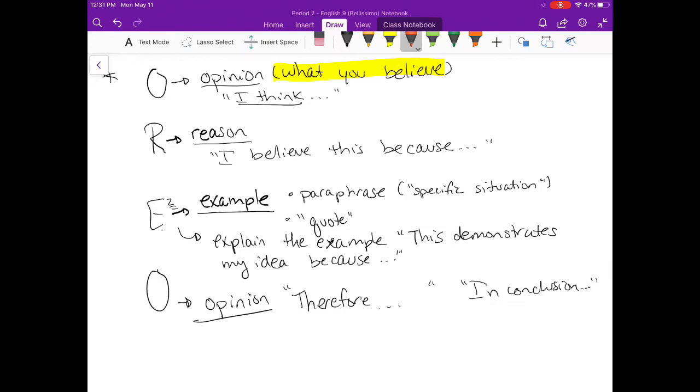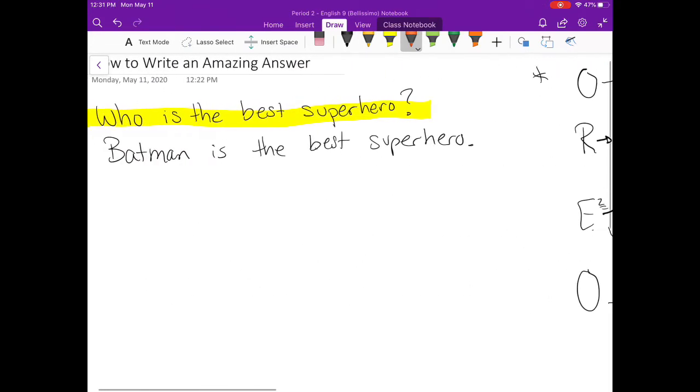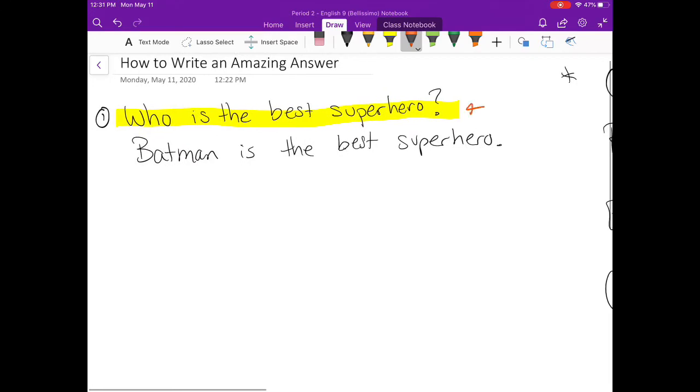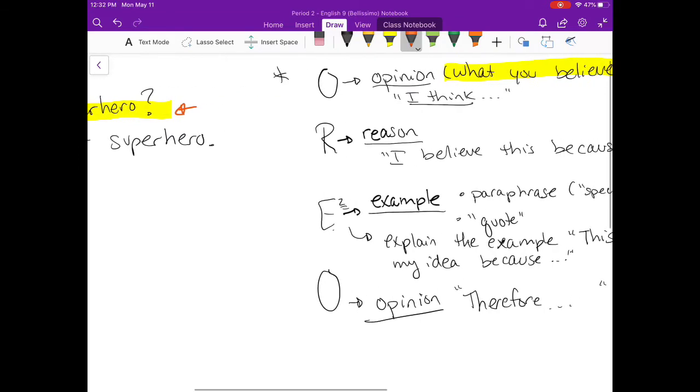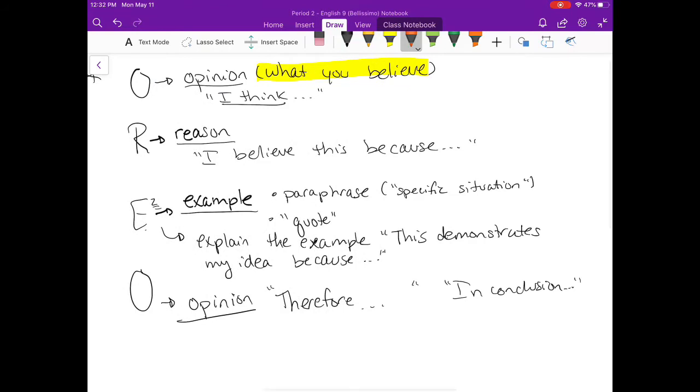So if I'm looking at this and we have a question such as, who is the best superhero? Right here I have a one sentence answer. Now, again, you're getting to the answer, but I'm not seeing your thinking. So you have one sentence here. If you use this Oreo paragraph, you have 1, 2, 3, 4, 5 sentences. So already we have such a stronger piece of writing.